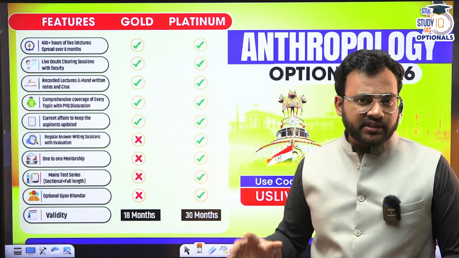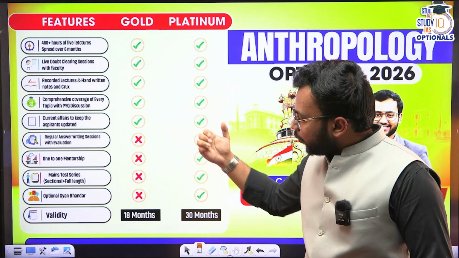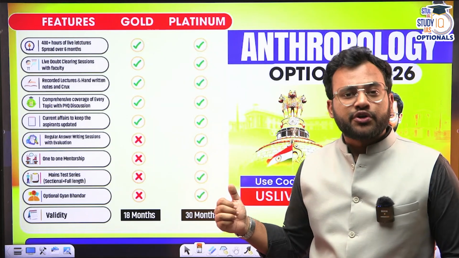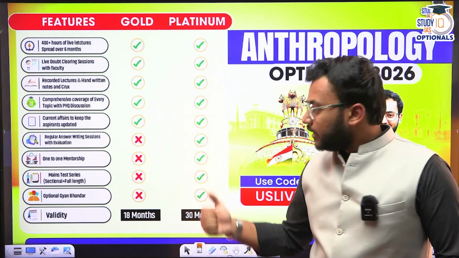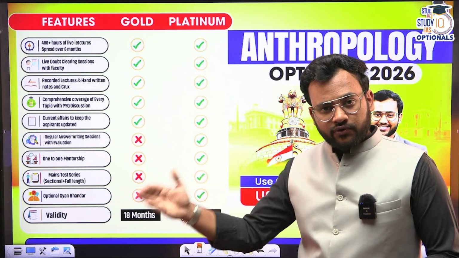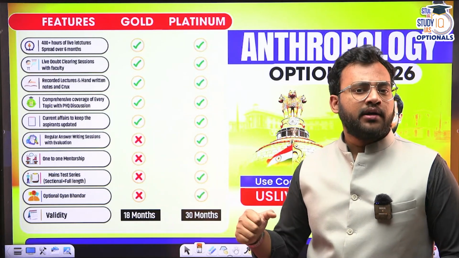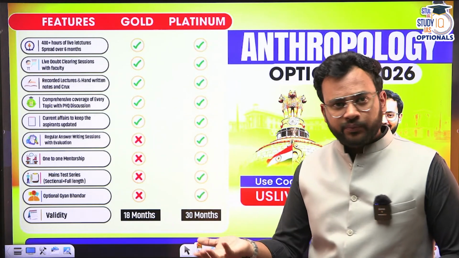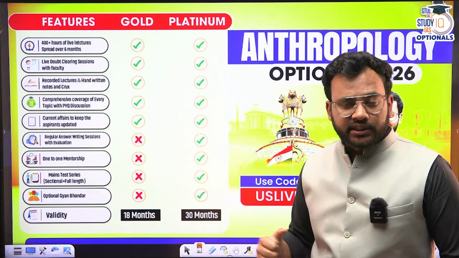There are 5 key differences in the features when we compare them. Now, the gold batch does not have mentorship. It does not come with the daily answer writing program. It does not come with the test series where 8 sectional and 4 full-length papers are included along with the model answers, quick evaluation and discussion in the form of recorded video. And lastly, the Gyan Bhandar is also there in the platinum, which is not present in the gold.